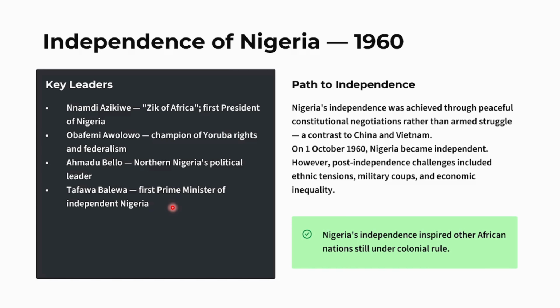So, the path to independence. Nigeria's independence was achieved through peaceful constitutional negotiation rather than armed struggle, a contrast to China and Vietnam. On 1st October 1960, Nigeria became independent. However, post-independence challenges included ethnic tensions, military coups, and economic inequalities. Nigeria's independence inspired other African nations still under colonial rule.